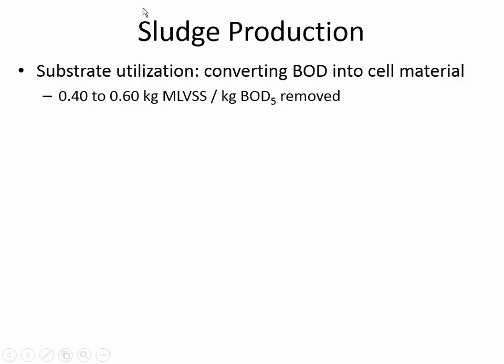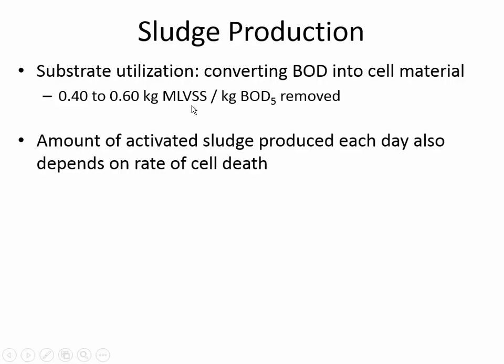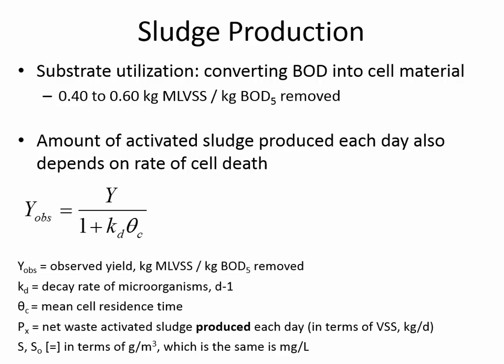Sludge production depends partly on how much food is being removed from the water. And for every kilogram of BOD that gets removed, that leads to 0.4 to 0.6 kilograms of body mass in the bugs. And it also depends on how quickly the cells themselves are dying. The cell death rate influences the sludge production, because if the cells are dying at a high rate, then that's going to increase the mass of solids that need to be disposed of.